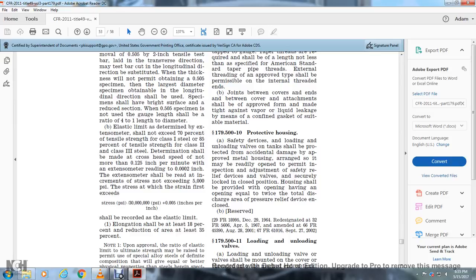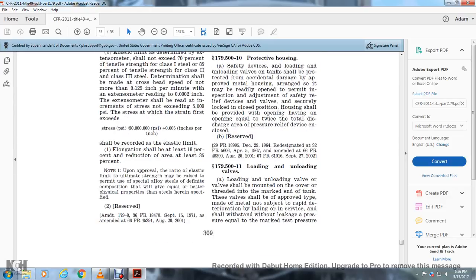179.510 Protective housing. Safety device, loading and unloading devices on the tank shall be provided and protected against accidental damage with a metal housing arranged so that it may be readily opened to permit inspection and adjustment of the safety relief device and the valve, that has a securely locked closed position. Housing shall be provided in the closed position. Housing shall be provided with an opening equal to twice the total discharge area of the pressure relief device enclosed.